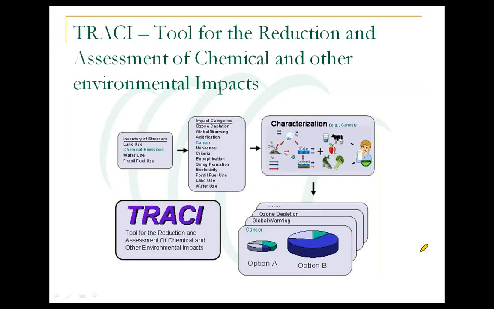So there is a process here for doing that in the U.S. called TRACI, which is the Tool for Reduction and Assessment of Chemicals and Other Environmental Impacts, developed by EPA. And so what you do is you take those emissions and convert them into environmental impacts. Basically it's just a table that characterizes those emissions into potential harm to the environment.